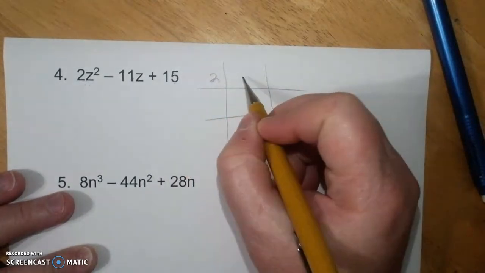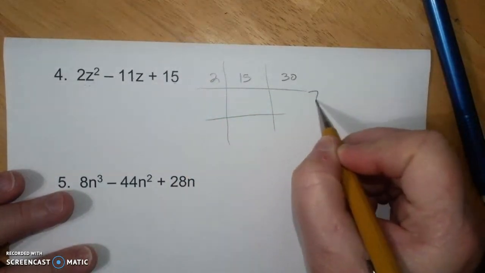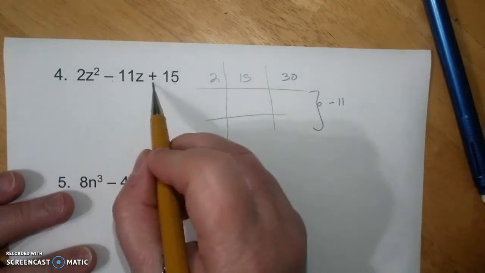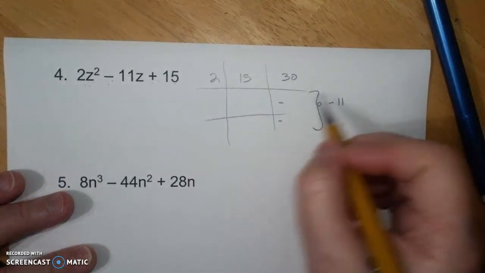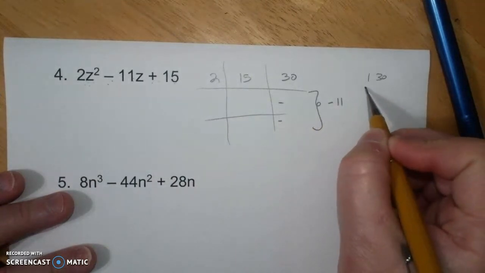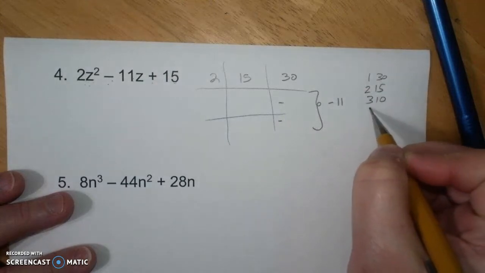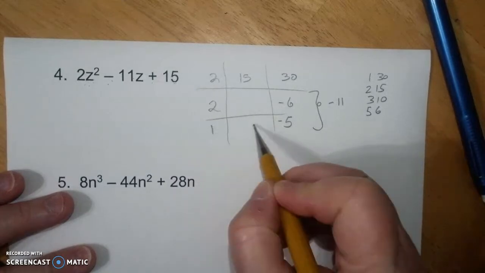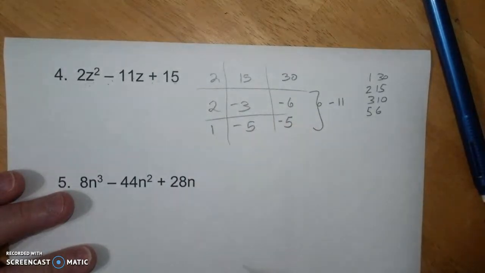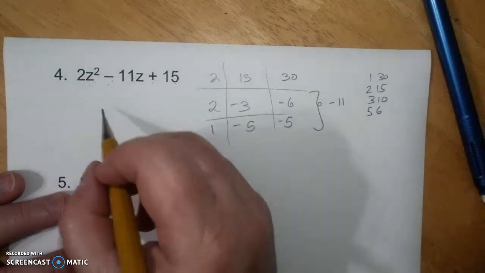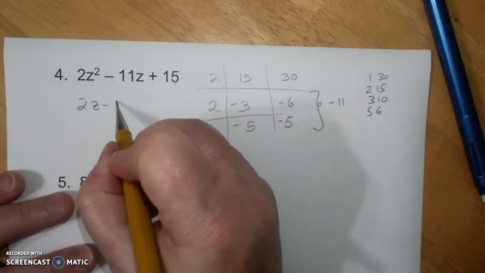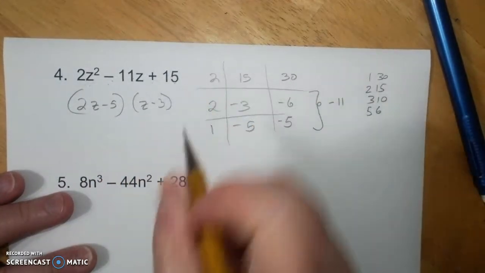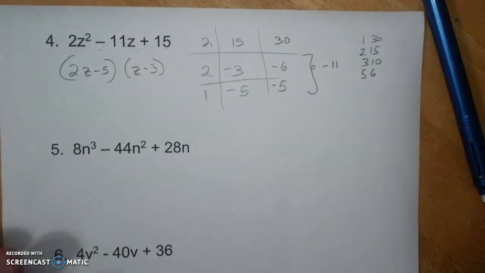Tic-tac-toe. 2, 15, 30, same thing to add, or to be -11. They have to be the same, and the biggest one is a negative, so they're both negative. And that's 1 and 30, 2 and 15, 3 and 10, and 5 and 6. So 6 and 5 is 11. 2 goes there, 1 goes there, 5 goes there, 3 goes there. And I get 2z minus 5 times z minus 3. Notice I crossed my z's because you know my sloppy writing, you'll think they're 2's.